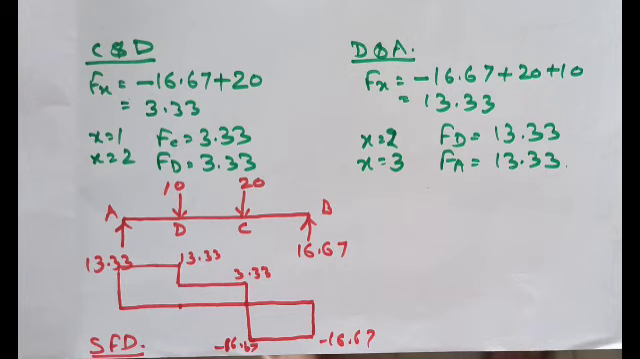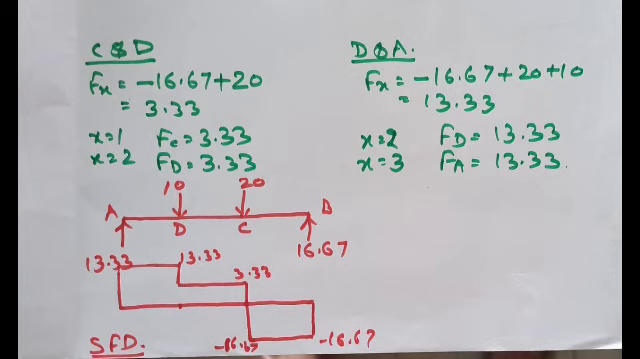So the equation for C and D will be Fx equal to minus 16.67 plus 20, that is 3.33. Now put x equal to 1 and x equal to 2. While putting x equal to 1 we will get Fc equal to 3.33, and at x equal to 2 we will get Fd equal to 3.33. So in this way we have calculated the values of shear forces at C and D.